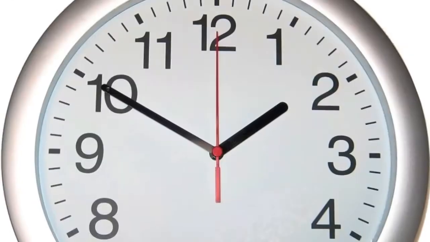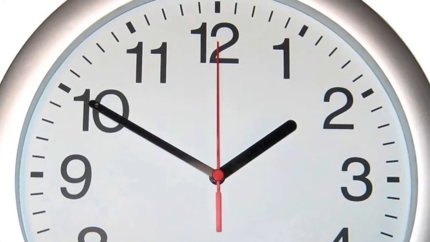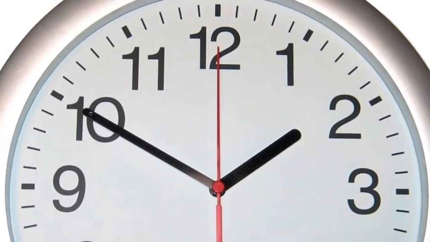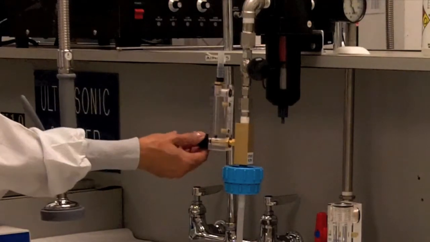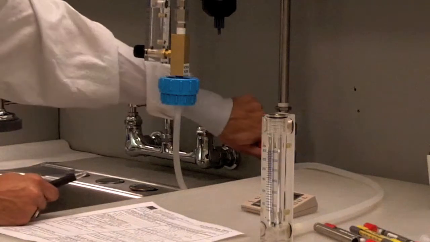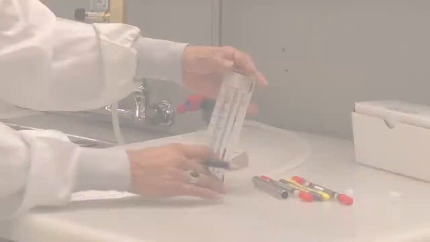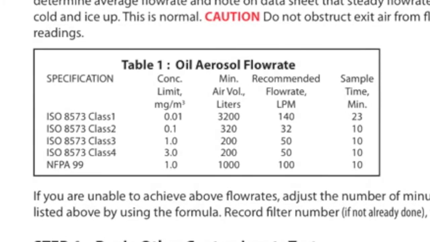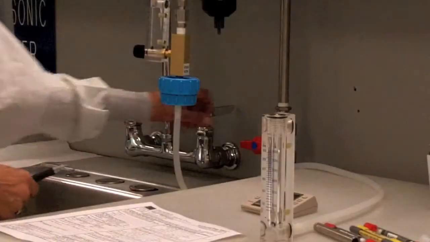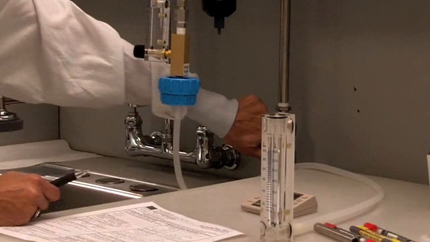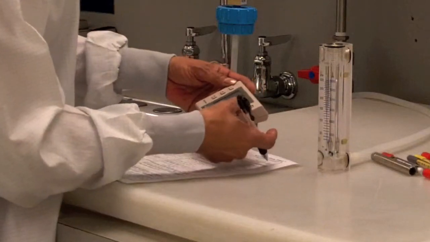It is helpful to make a note of the actual clock time you begin this test to make it simpler to determine total minutes sampled. Make sure the needle valve on the tube flow meter is closed. Slowly open your system valve to obtain the flow rate on the filter flow meter. Flow rates vary from 32, 50 to 140 liters per minute. Adjust airflow to obtain the correct flow rate for your purity class and begin the first timer.